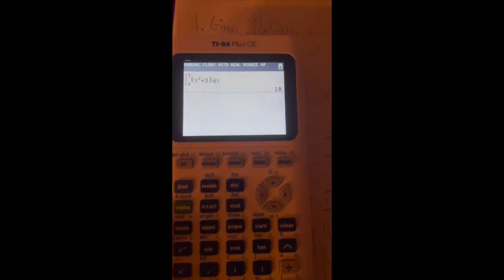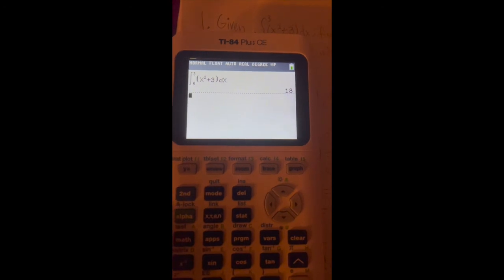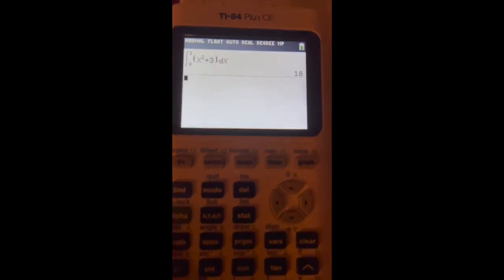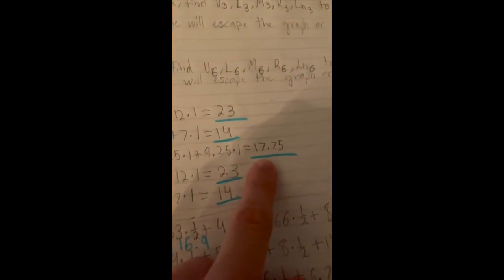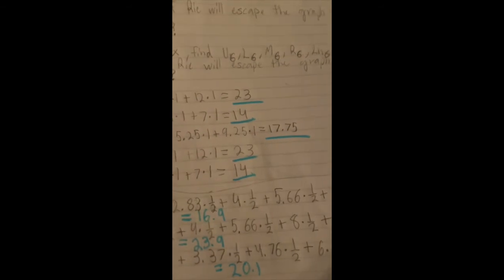So from plugging the definite integral into my calculator and finding the exact one, it is 18, which means the midpoint sum is the closest because it is 0.25 away from the exact integral.